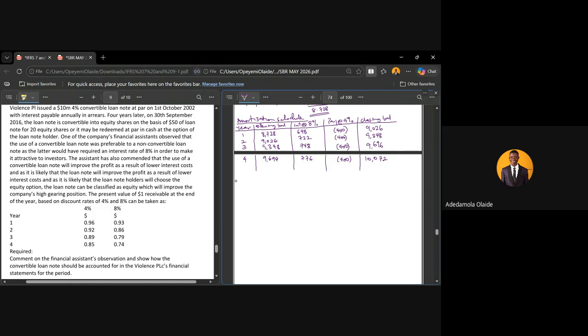So if that is the case, we can then show our statement of profit or loss extract. In our statement of profit or loss extract, we will have years 1, 2, 3, and 4. Expenses, finance cost: 698, 722, 748, and 776.